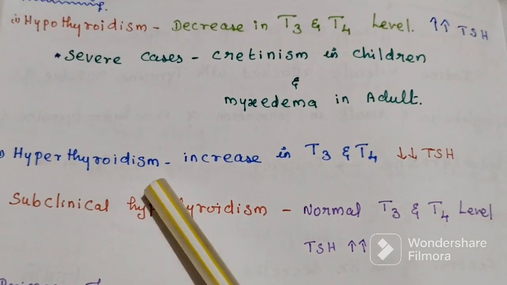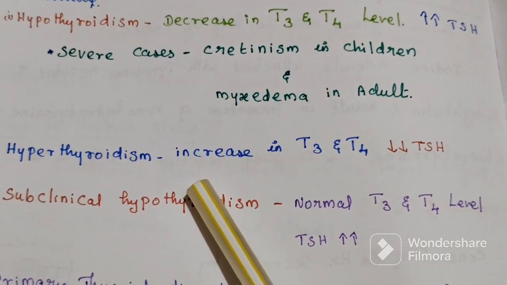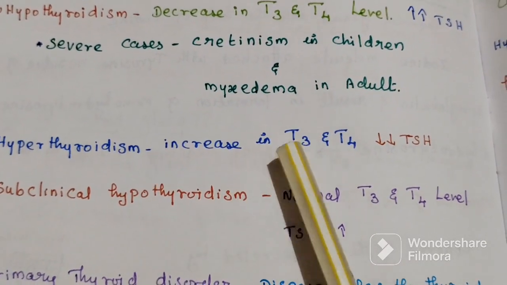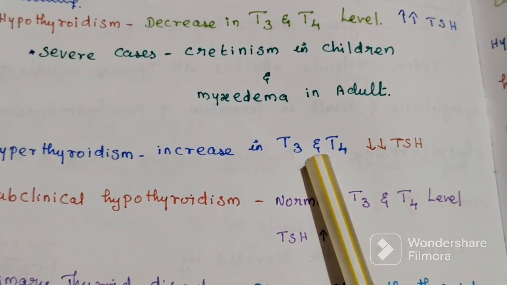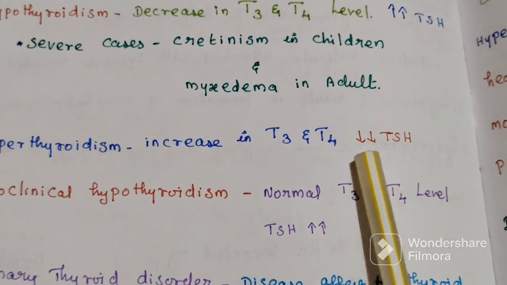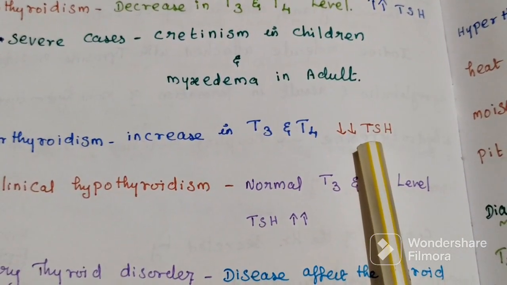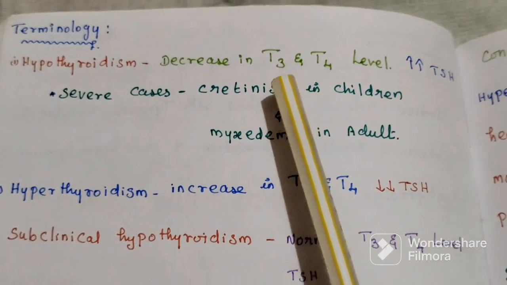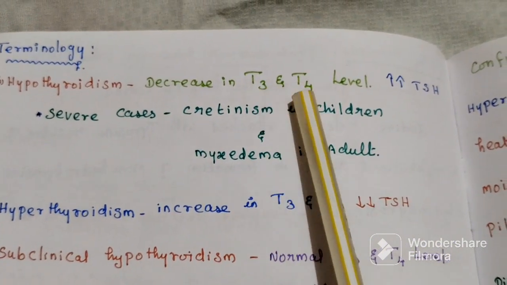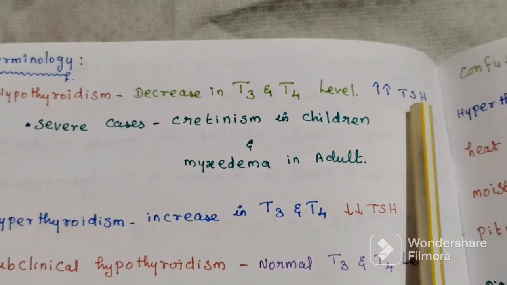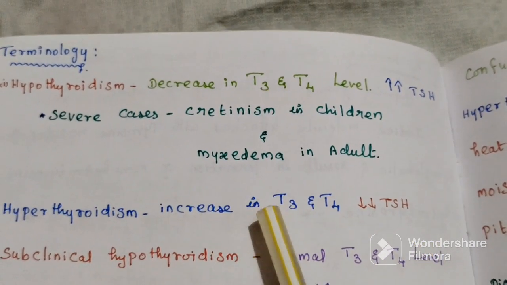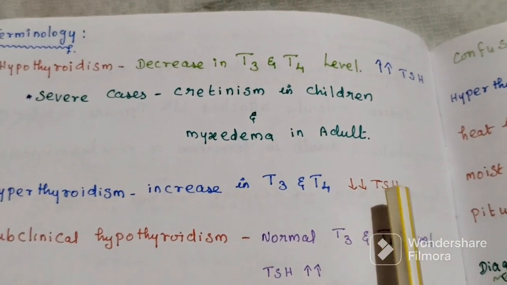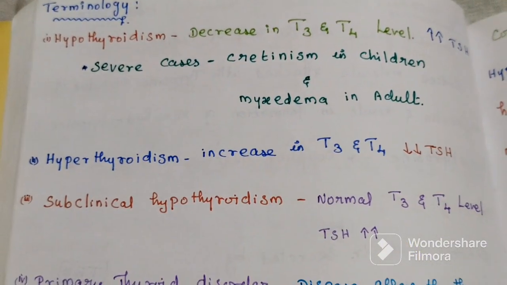Second condition, hyperthyroidism, means increased thyroid hormones T3 and T4, along with decreased thyroid stimulating hormone. In hypothyroidism, there is decreased T3 and T4 level and increased TSH level. Here, there is increased T3 and T4 level and decreased thyroid stimulating hormone.